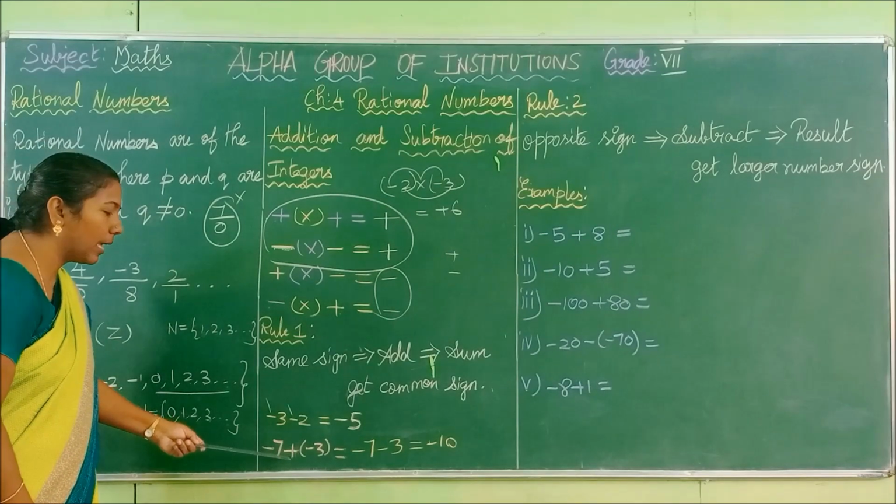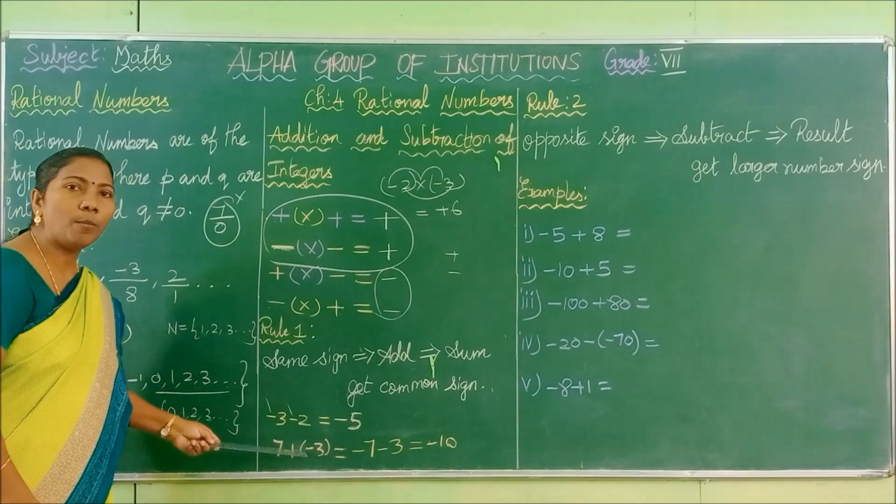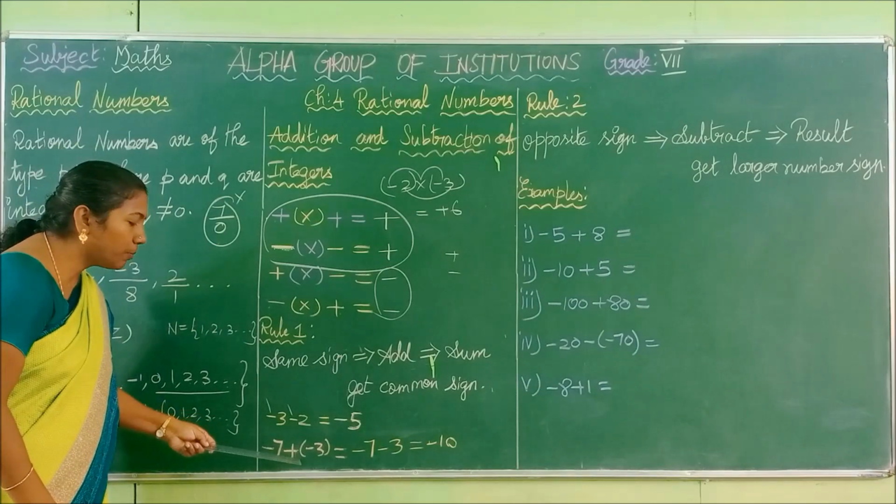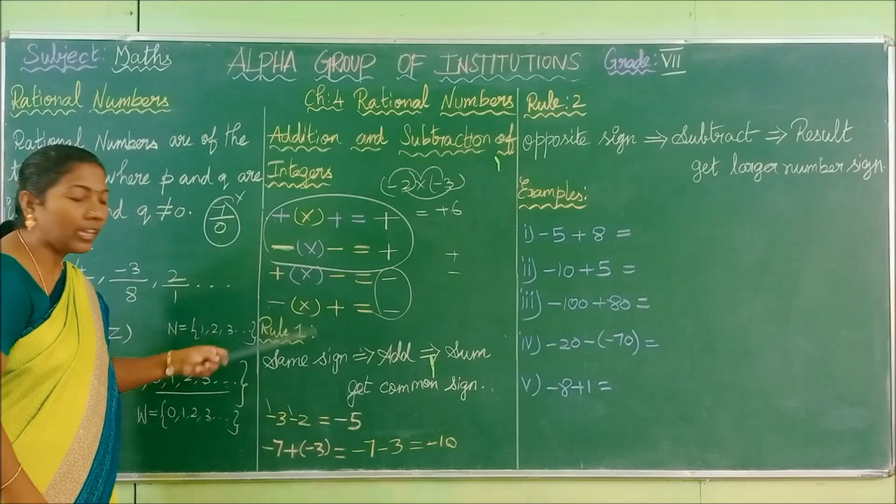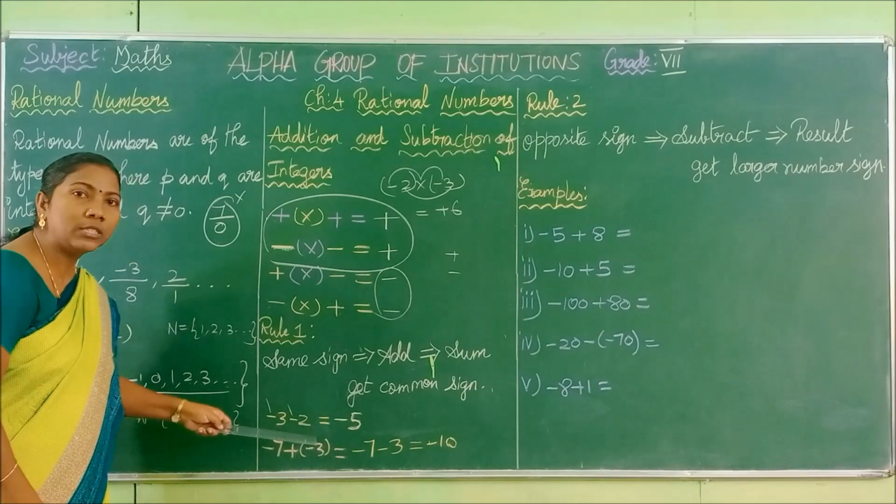See the next example: minus 7 plus, within the bracket, minus 3. So in this place we have to use this identity. How are we going to remove this bracket?